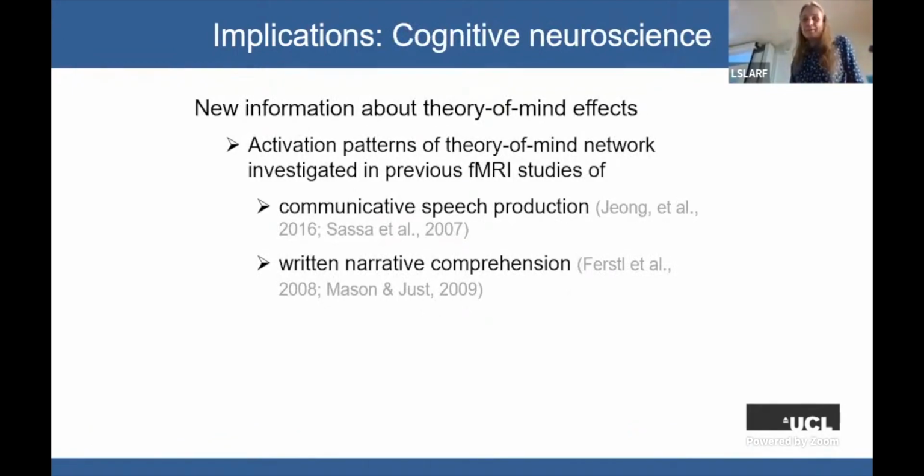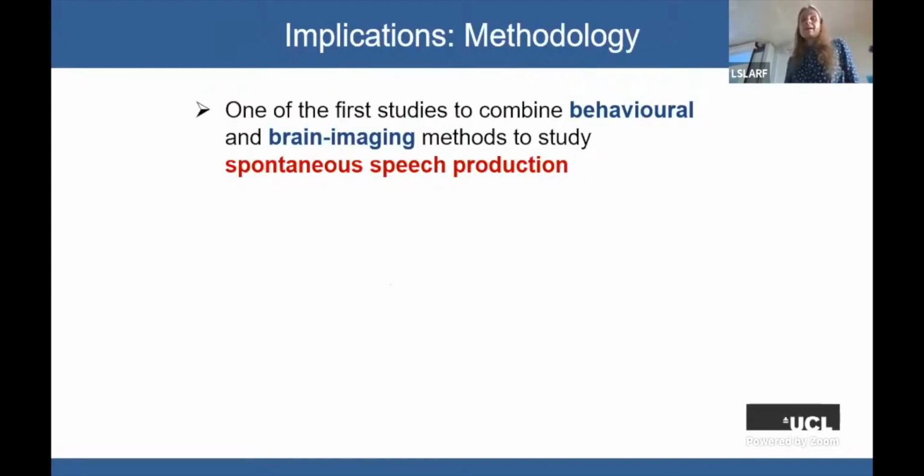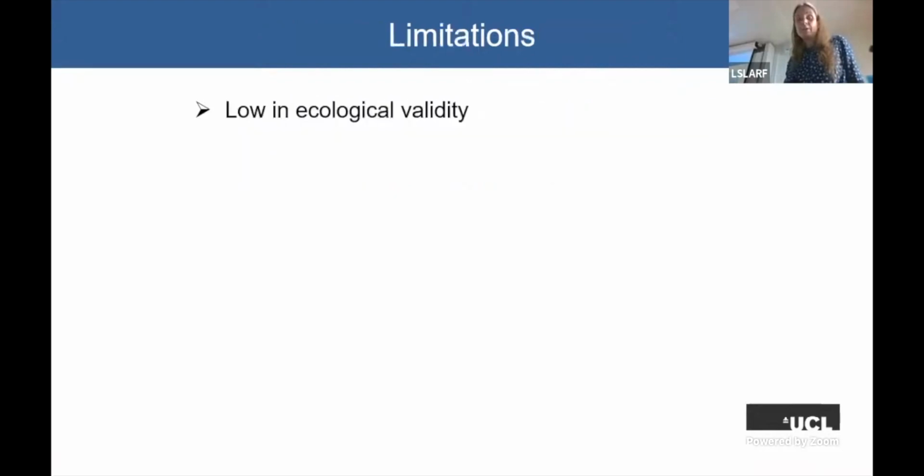We think, or we hope, that cognitive neuroscience researchers will also be interested in this, because we also provide new information about theory of mind effects. Because as I mentioned earlier, previous research in this area has focused on written narrative comprehension. This is one of the first studies to look at spontaneous speech production. So the theory of mind network is involved in spontaneous speech production as well. Right. So I've just said this, that from a methodological perspective, we also think this is interesting because we managed to provide and combine these two data sources.